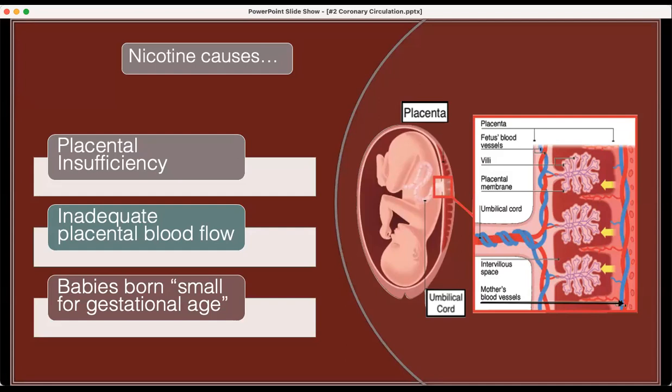Placental insufficiency is what it's called, and the babies get inadequate blood flow, inadequate nutrition, and they end up very small, because of this lack of good blood flow through the placenta.